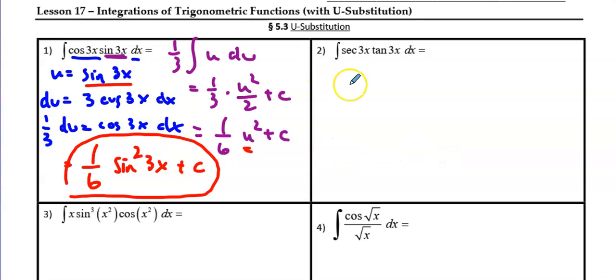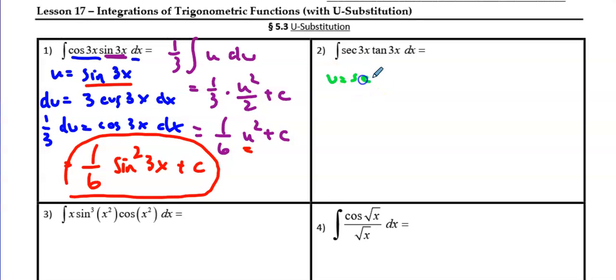Okay? So now let's look at example number 2, and the only thing that we've changed here is that now we have a secant and a tangent instead of cosine and sine. Now, if you think about making u tangent of 3x, which we're not going to do, this is just going to be a little trial and error because sometimes we have to do that, then our du is going to be equal to secant squared of 3x times 3. Well, we only have one secant here. So if this had been secant squared, then that's exactly what you would have to do. And that's why sometimes it's a little frustrating with these problems, is that sometimes you have to do a little trial and error.